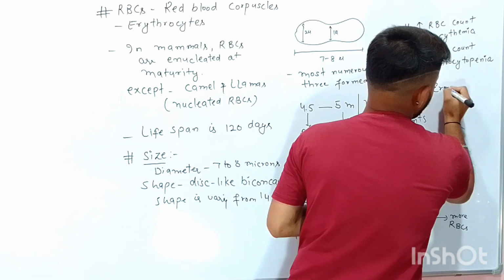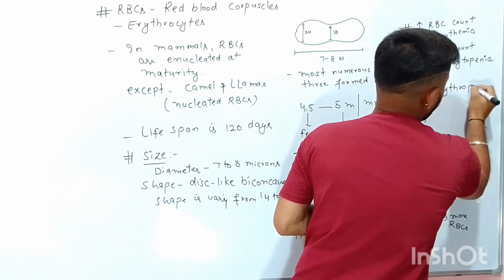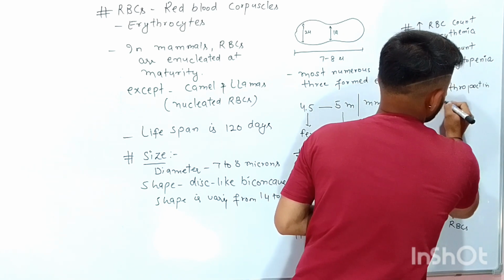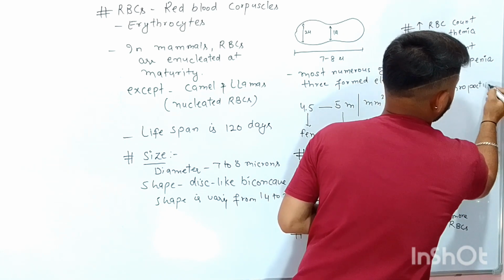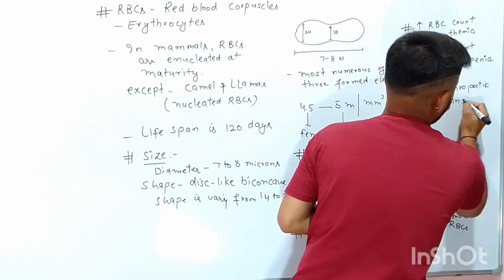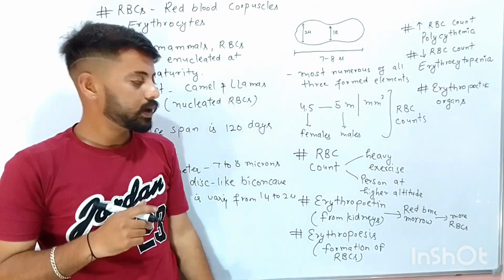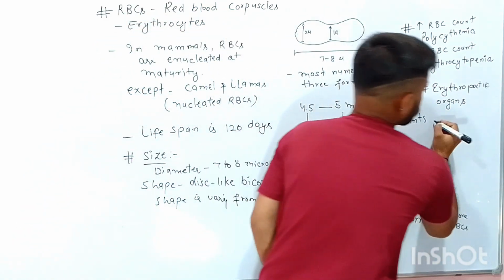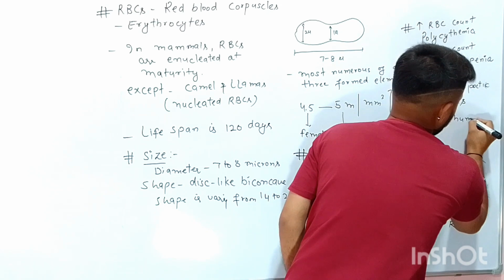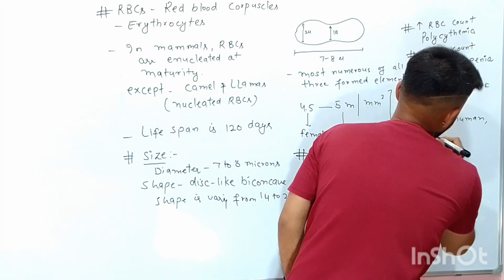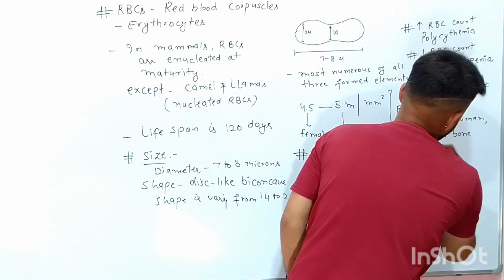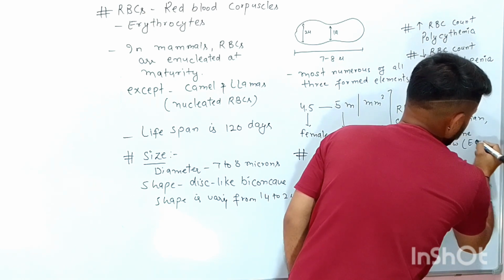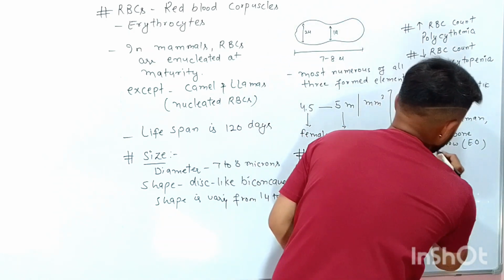The organs which help in the formation of RBCs are known as erythropoietic organs. In case of human beings, red bone marrow is the erythropoietic organ, and this is after birth.